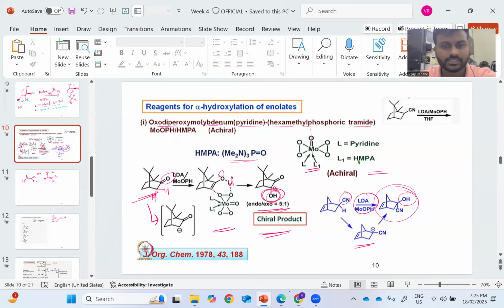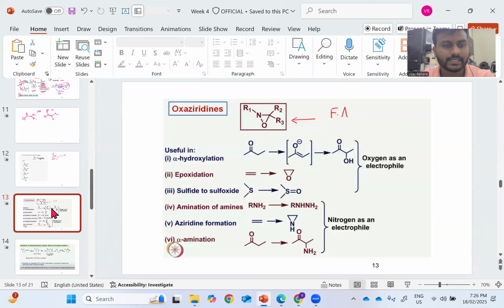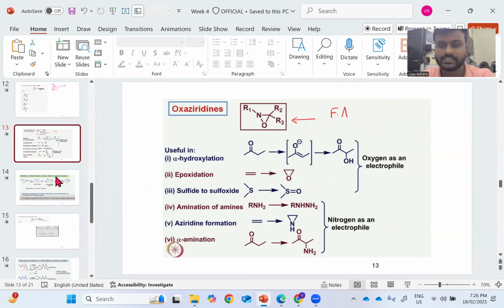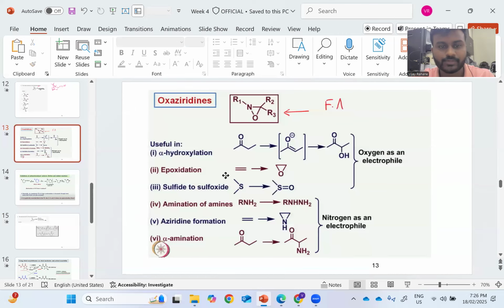So this was another question that I have taken from the assignment. Instead of directly taking the question, we will see some concepts before, and then we'll move to the correct answer for this one. Here, we have learned regarding the oxaziridine, and these oxaziridine compounds are useful for many functional group conversions.